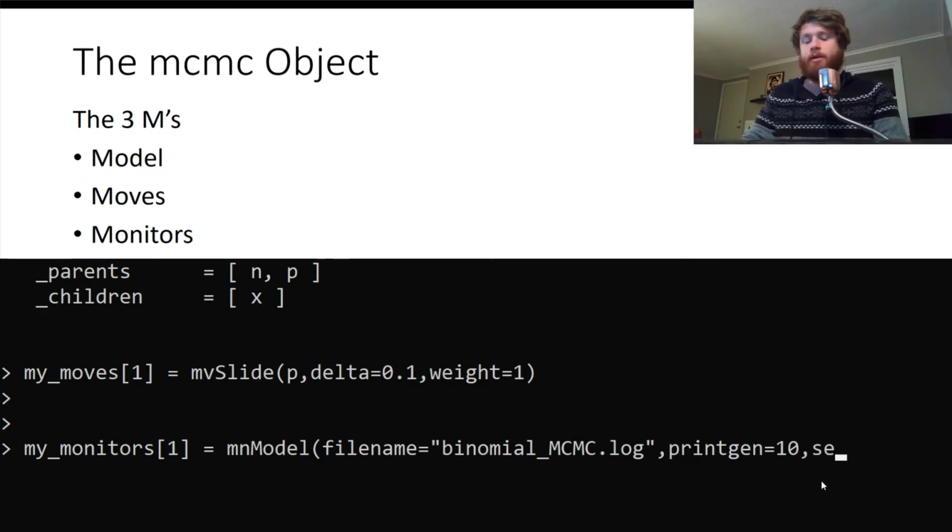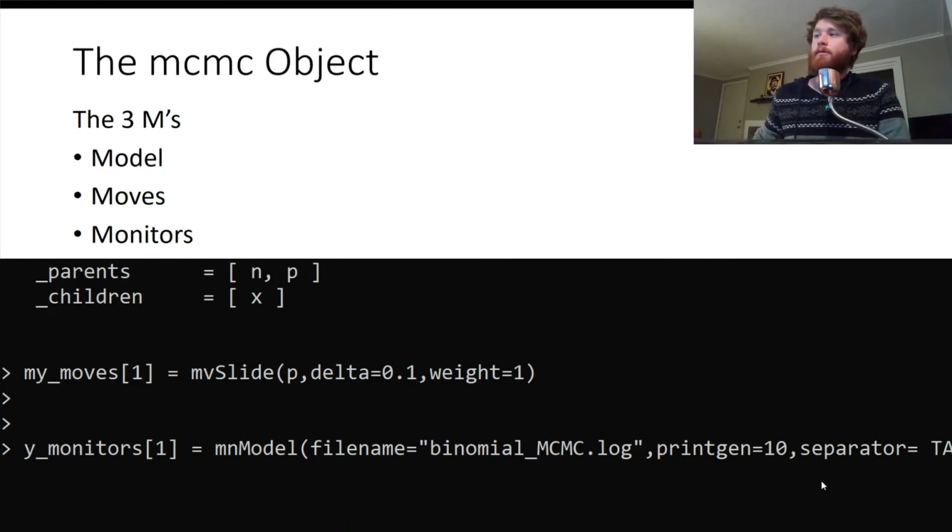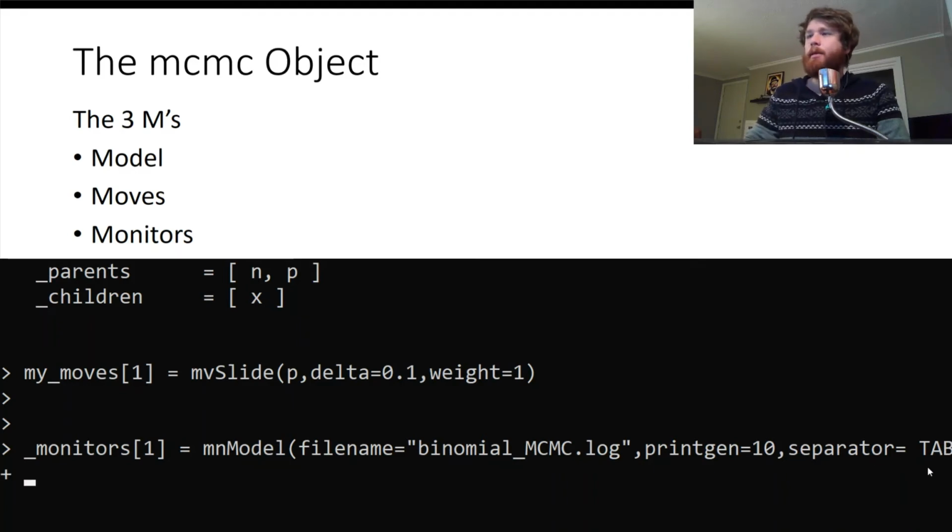And then we will have a separator. This just says that in our file, we separate all of our columns with a tab. And then lastly, I'm going to have stochastic only equal true. This says that when we record into the file, we're only going to record the stochastic nodes that we're interested in, in this case, the p. And then we can save that.